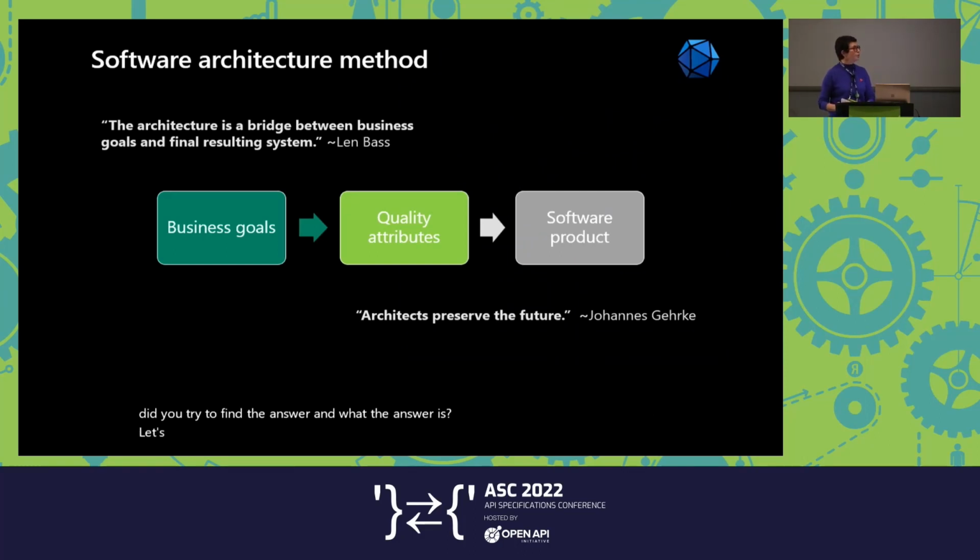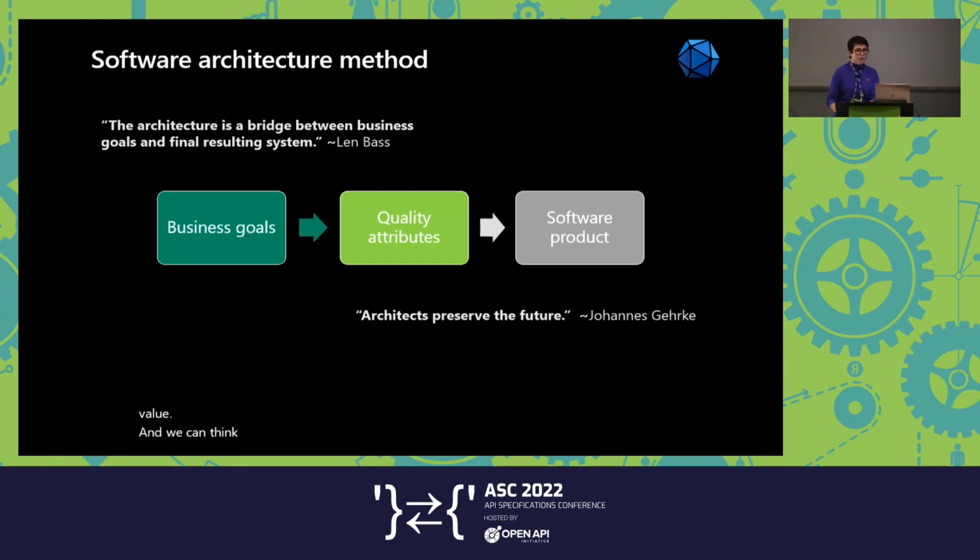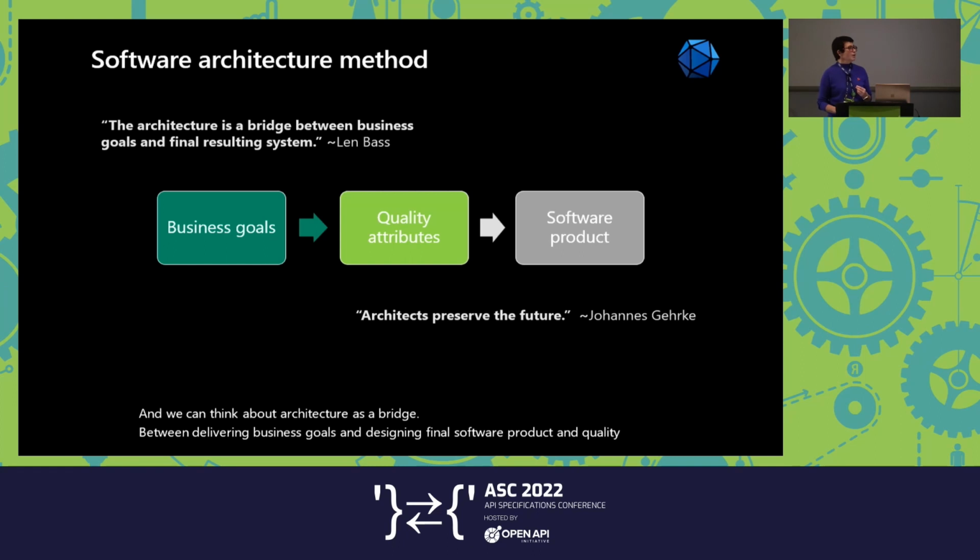Let's talk a little bit about software architecture. Software systems are not created just because all of us love them, though I know that we, especially developers, really like creating software products. But they are created to address organizational goals, to address business goals. And from this perspective, APIs are not exceptions. APIs are created to deliver business value. We can think about architecture as a bridge between delivering business goals and designing the final software product. And quality attributes of a software product are actually the pillars of this bridge.